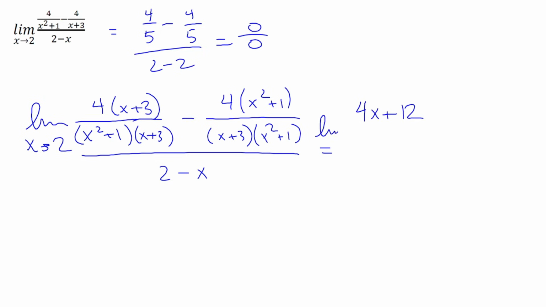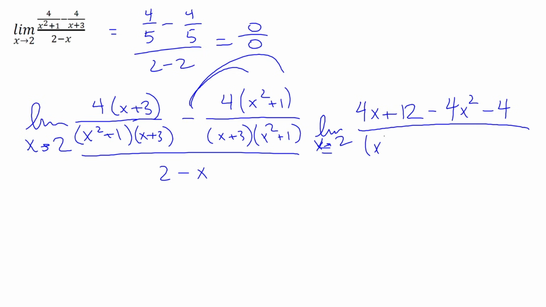Make sure you don't forget, like I almost did, to write your limit as x approaches 2. So a limit as x approaches 2 of 4x plus 12 minus, make sure that minus sign gets distributed to everything, so minus 4x squared minus 4. And then that's all over the x squared plus 1 and the x plus 3, but also it's all over 2 minus x as well, right?